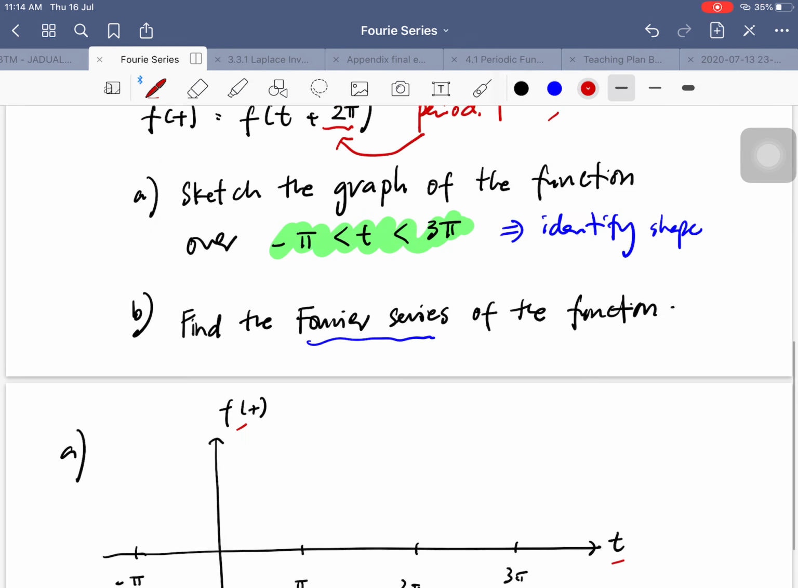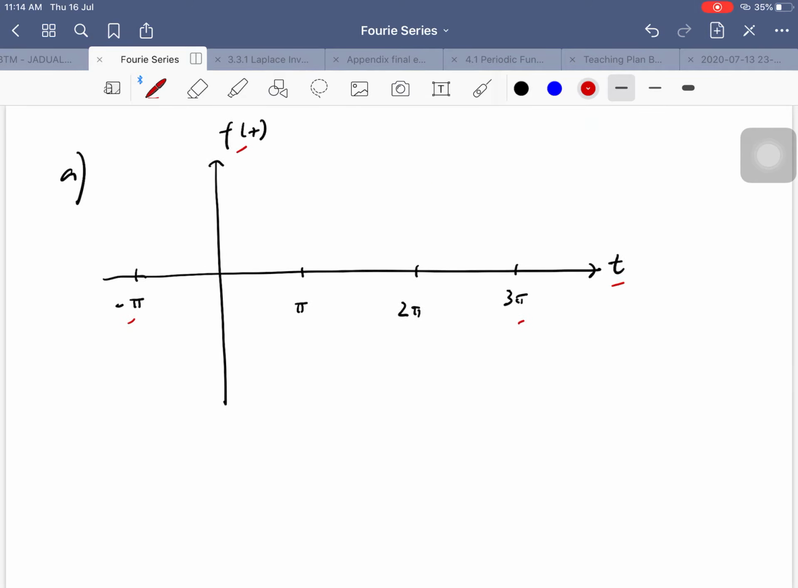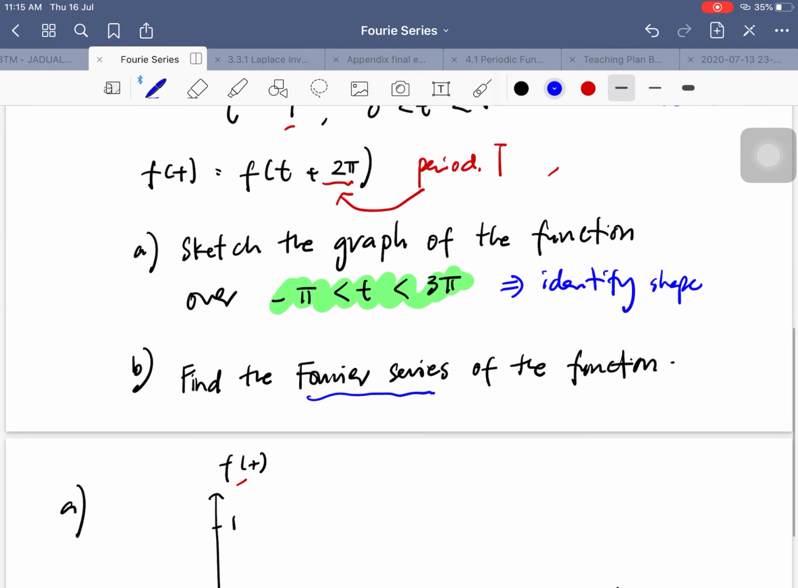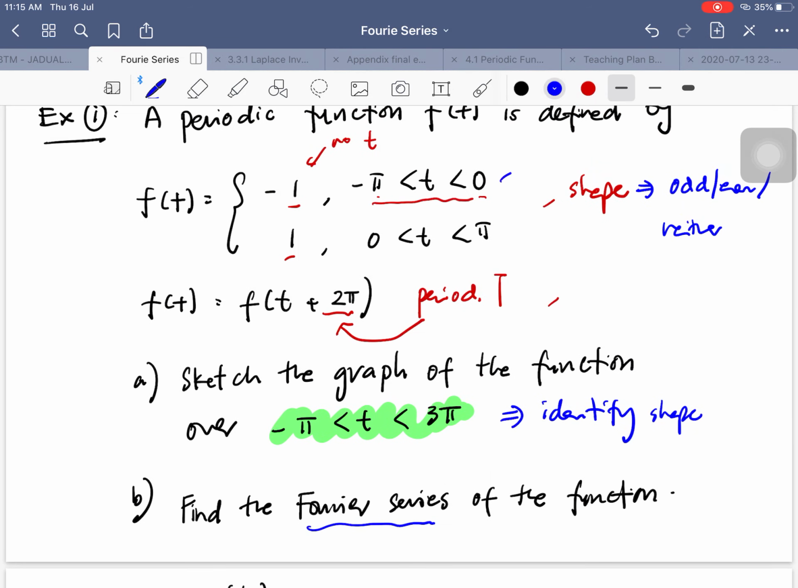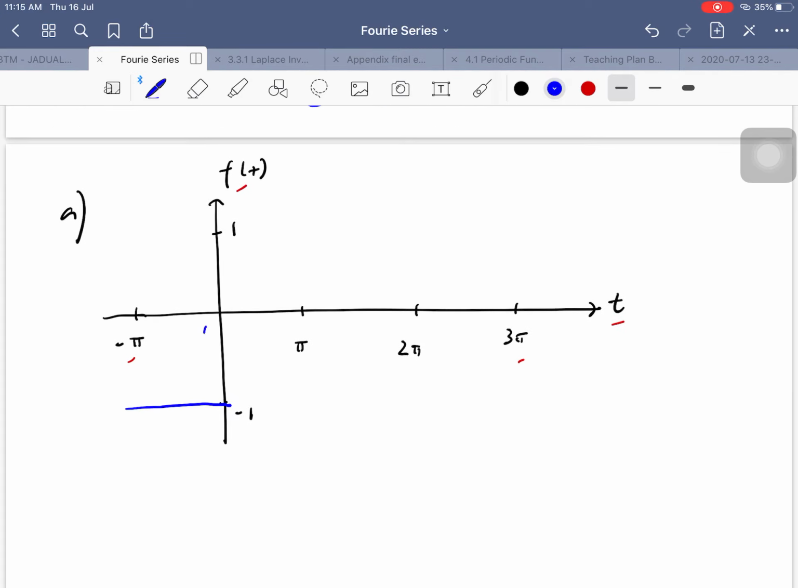Okay, so that's why here my function from negative pi until 0, I'm going to have f of t equal to negative 1. So let me put on the axis somewhere over here. Let's say this is going to be negative 1, up here is going to be 1. So when I sketch from negative pi to 0, it's going to be f of t equal to negative 1. So I am done with the first function. And the second function, I'm going to have 1 from 0 until pi. So this is where 0 until pi covers. It is going to be f of t equal to 1. So that is how my graph looks like.